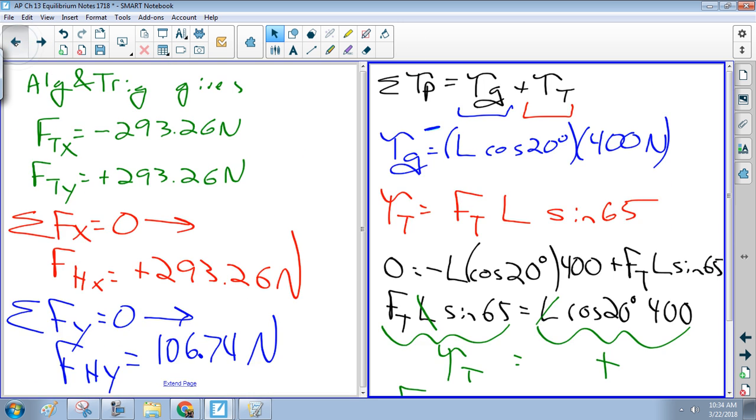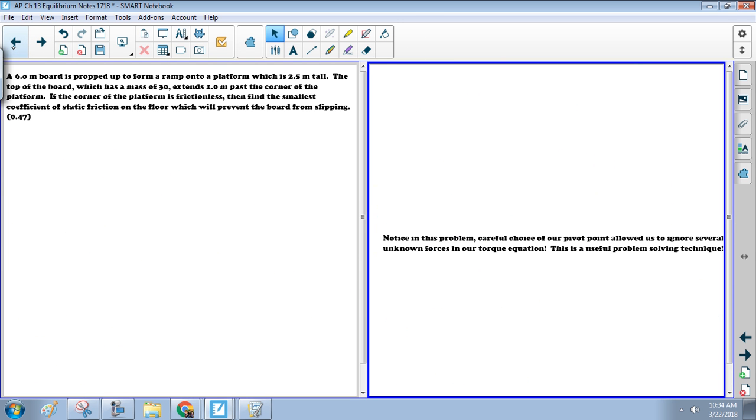So where did I put it? Okay. So jump back to the problem that says a 6-meter board, blah, blah, blah. Is it? Okay, great. I think I rearranged my slides.